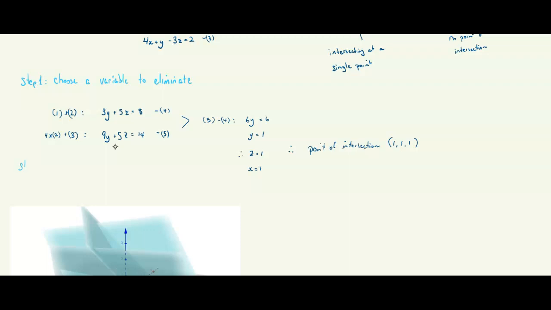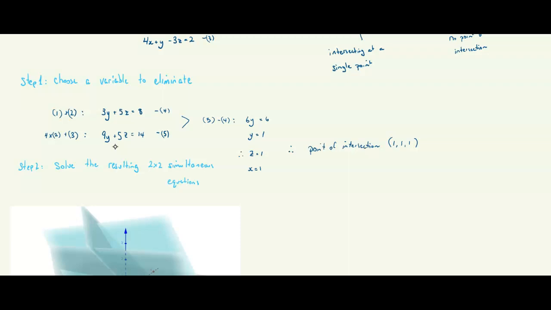So underneath that, step 2 was solve the resulting 2 by 2. When I say 2 by 2, I'm talking about 2 equations in 2 unknowns, 2 variables, simultaneous. Solve the resulting 2 by 2 simultaneous equations. Now in this case, step 2 just happened, right? We solved for y and z, and then we subbed back in to get x. That was fine because that was a unique point of intersection.